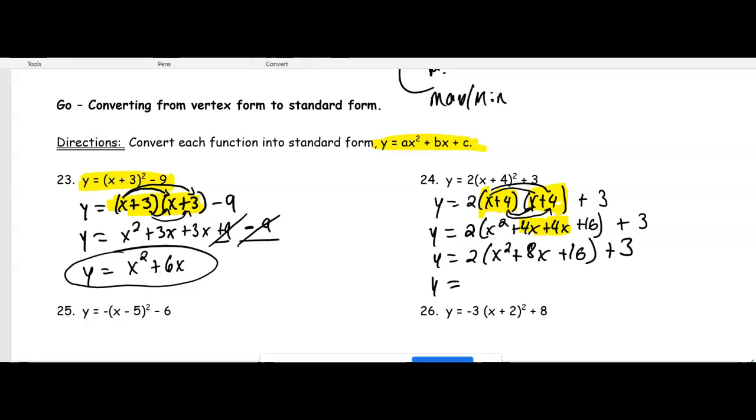All right, now that the inside is simplified, I'm going to go ahead and distribute this 2. So just take your 2, multiply it by everything in front, or behind it, I should say. And then finally, we do our little plus 3 right there. See if I can squeeze this in. Y equals 2x squared plus 16x plus, and then these end up being our like terms right here, 35.